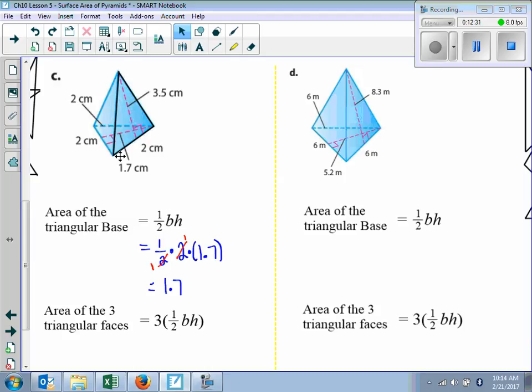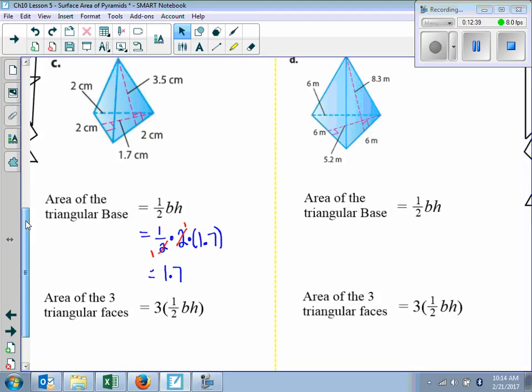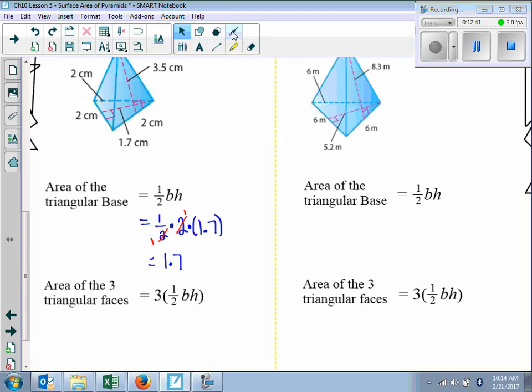So what's the base of this triangle? 2. And the height of this triangle is 3.5. Very good. So now we can substitute in.